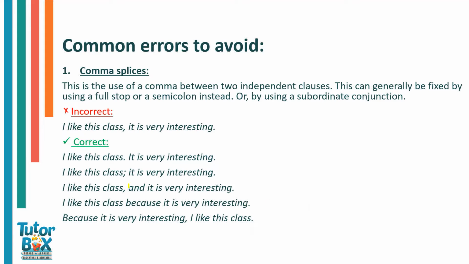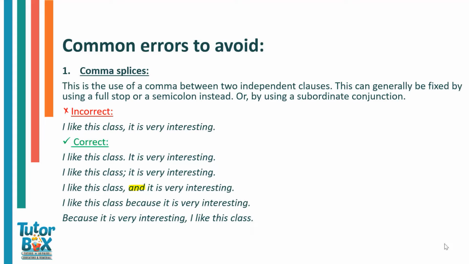Another way to fix this error is by saying, I like this class, comma, and it is very interesting. Now I hope you picked up that the word and is the coordinating conjunction of the sentence, and that's why you can add these two independent clauses using a comma and a coordinating conjunction.